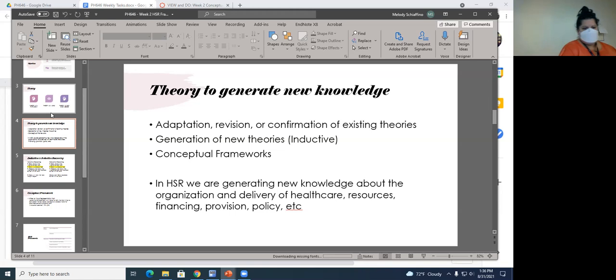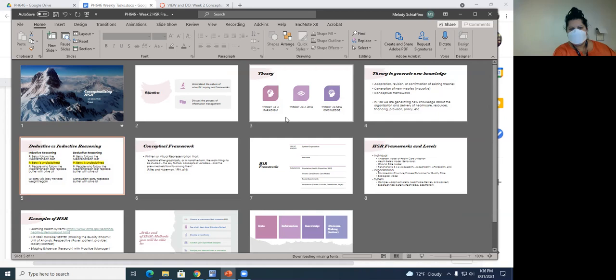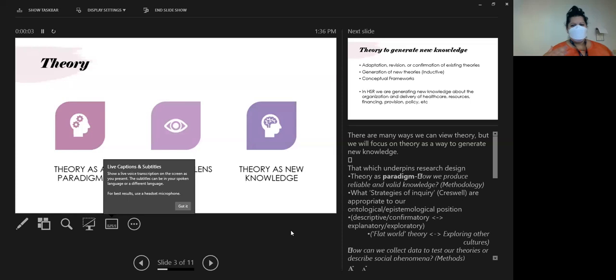So I talk a little bit about theory. And the only reason that I mentioned theory is not, hold it. Why isn't this doing what I wanted it to? Present. Whew, that was close. Okay. That scared me a little.